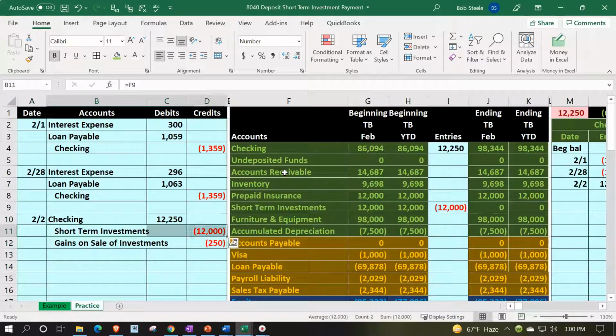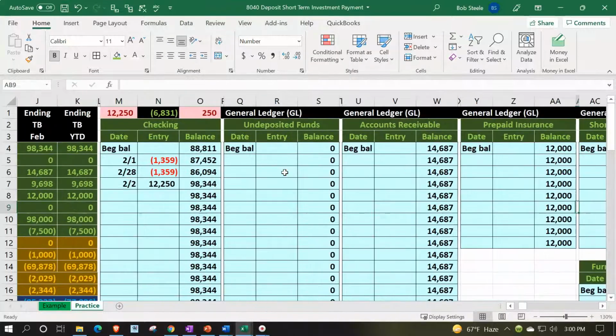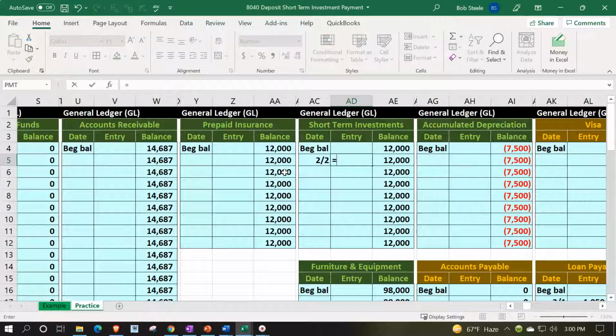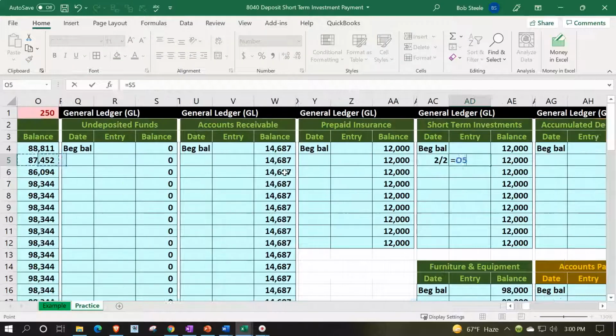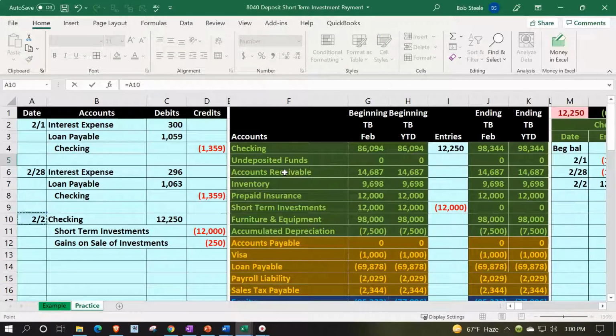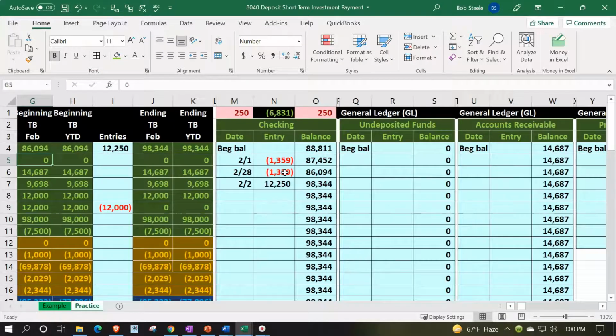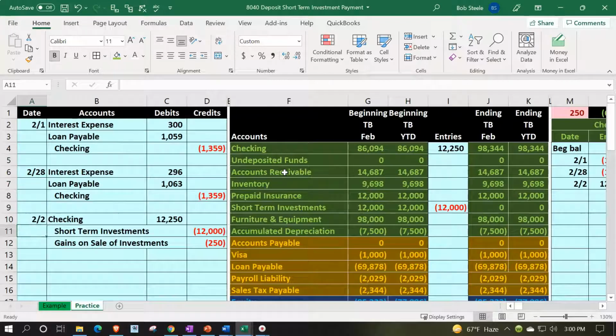Short-term investment, that's going to be like the third to last account on the asset side of things. So we're looking for the short-term investment. It looks like it's in AC5. So we're looking 2/2 AC5. AD5 is going to be equal to left to the wall. Scrolling down, picking up the 12,000, bringing the short-term investment down to 0. Now we're out of balance by the 250 until we record the last component, that being the gains and losses, or the gains on the sale.